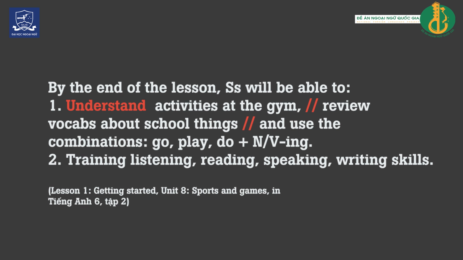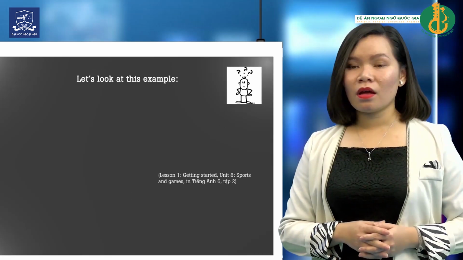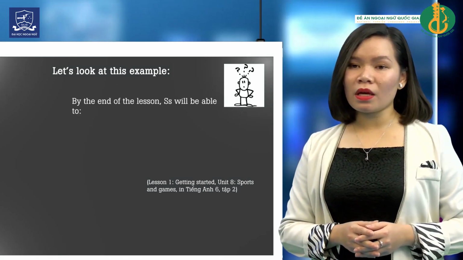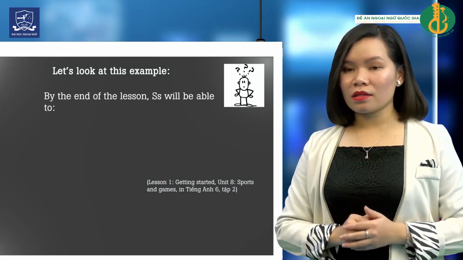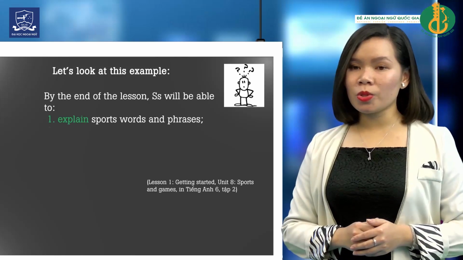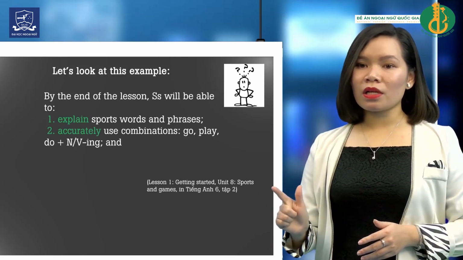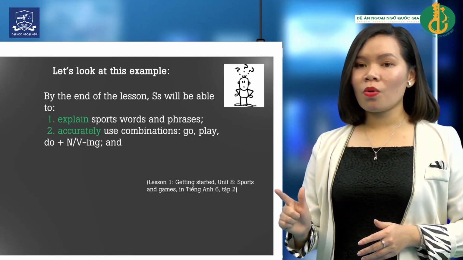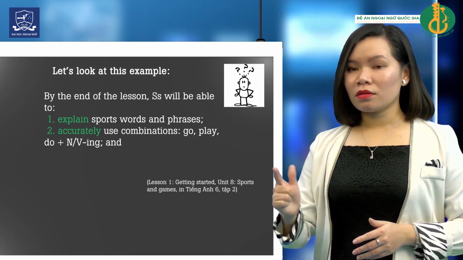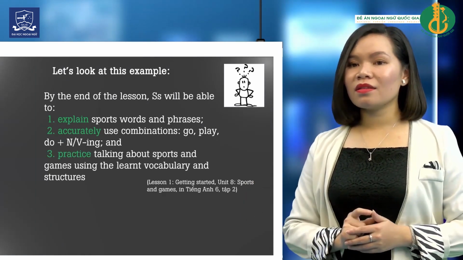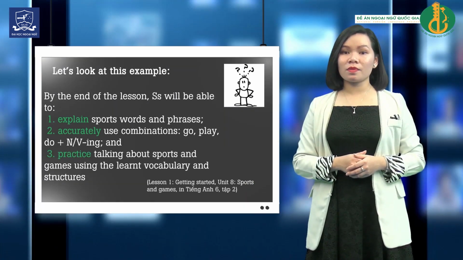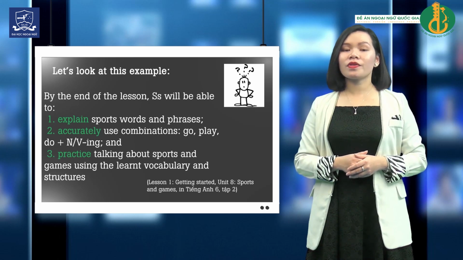An additional comment is about parallelism when writing objectives. Action verbs should be in the same form, to-infinitive or verb-ing. A better version of this could be: by the end of this lesson, students will be able to explain sports words and phrases, accurately use the combinations go, play, and do together with noun and verb-ing, and talk about sports and games using the learned vocabulary and structures.